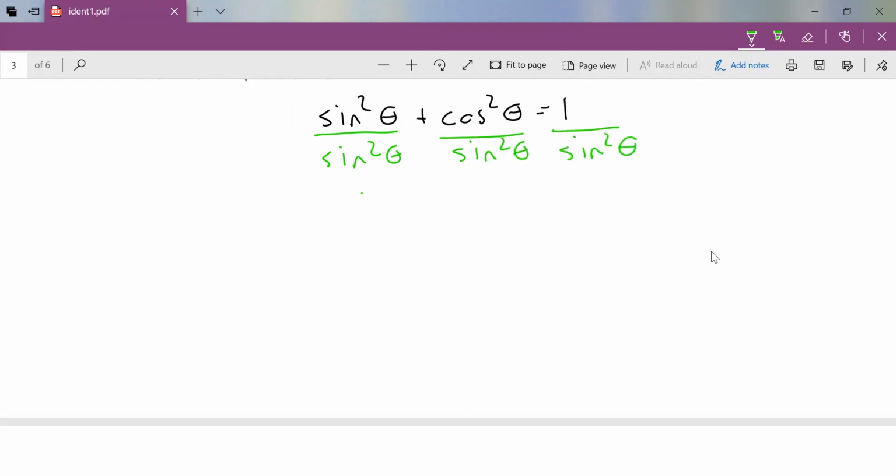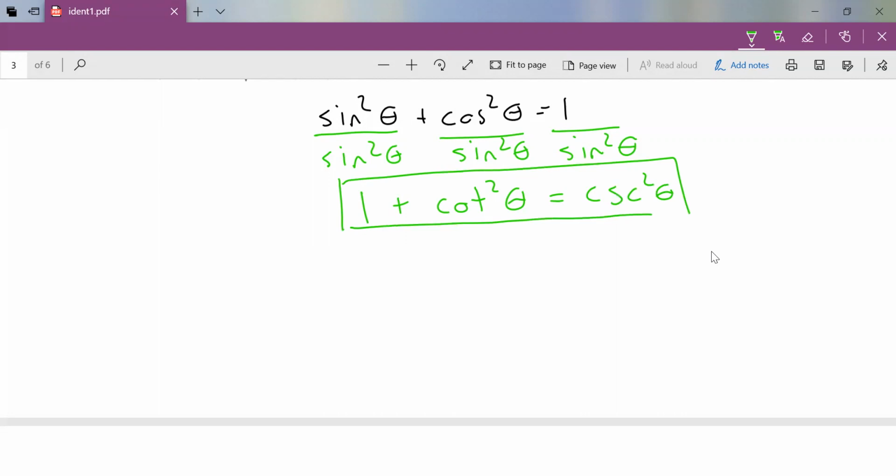Sine squared divided by sine squared is 1. Cosine squared over sine squared, well, hey, we know that's actually cotangent. So cotangent squared. 1 over sine squared, cosecant squared. Check it out. Identity number 3.